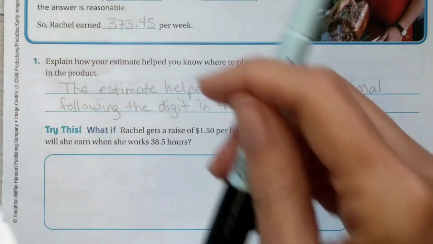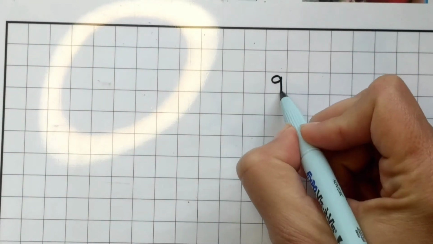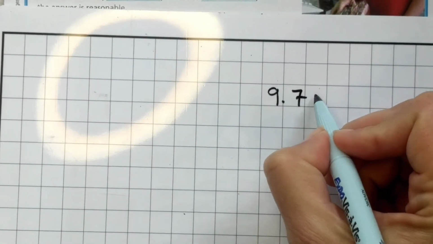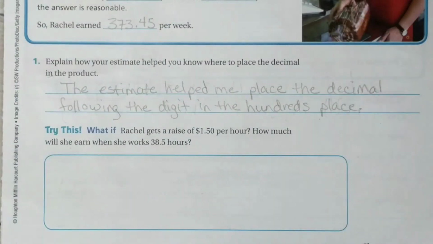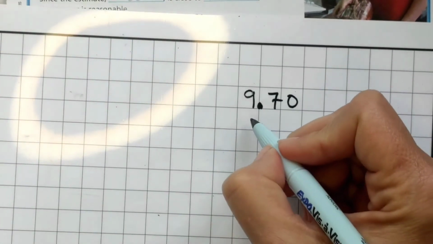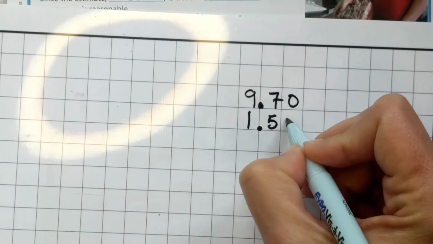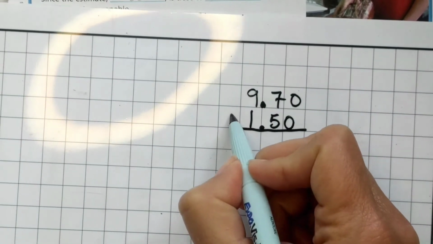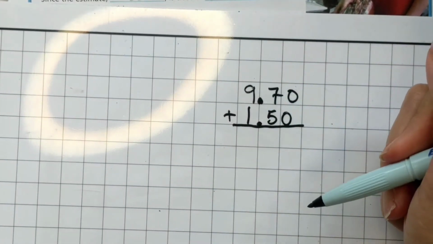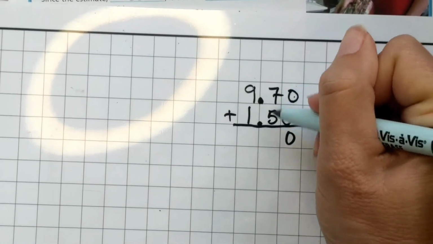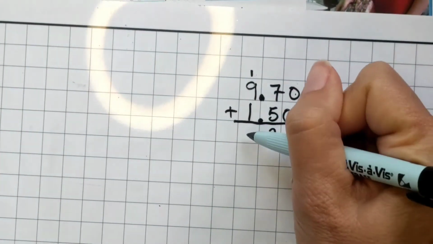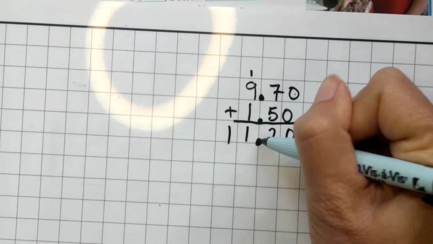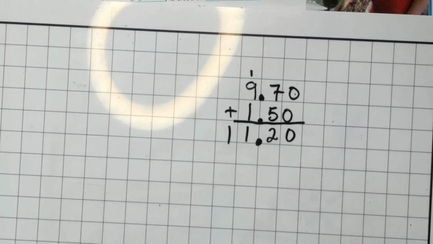And she originally made $9.70. Make that decimal a little bigger. She got a raise of $1.50 an hour. Good for her. She must be a good employee. When I'm adding, I have to line up the decimals. So now we have 0, 0, 12. Regroup the 1. 1 plus 9 is 10, plus 1 more is 11. Bring down that decimal. So now she's making $11.20 an hour. Per hour.